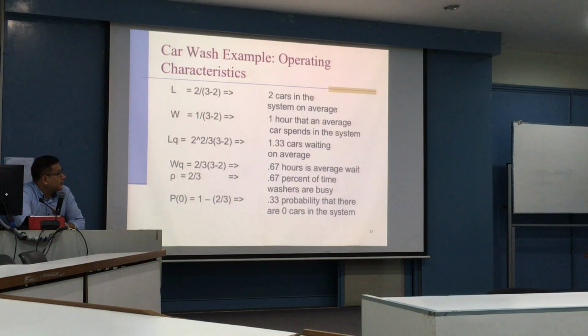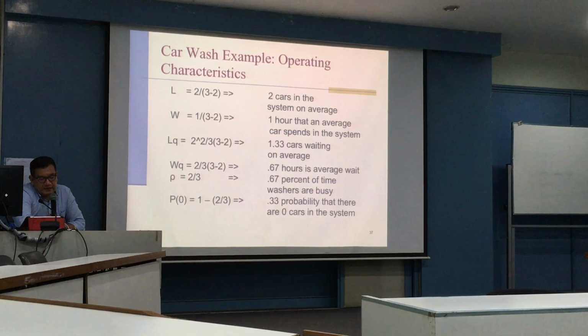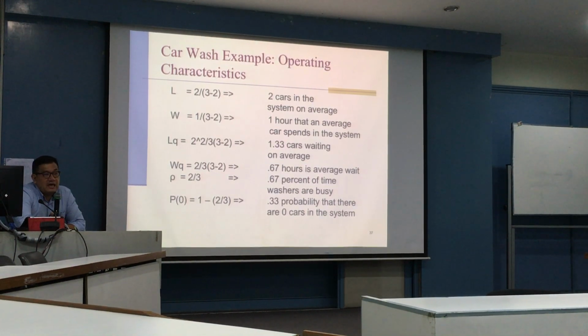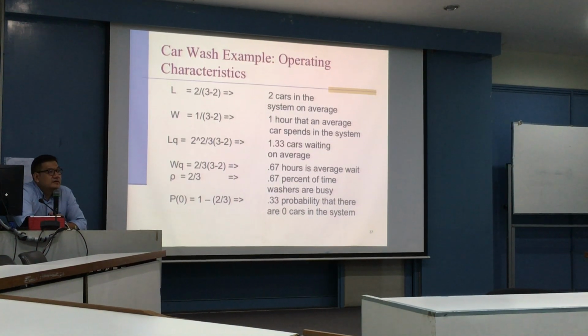You can see that L equals 2 cars, so we can say that on average, we have 2 cars in the system. W equals 1 hour, so it means that on average, each car spends 1 hour in this system. LQ equals 1.33 cars, so it means that on average in the waiting line, or in the queue, we have 1.33 cars. WQ is 0.67 hour, so it means on average each car spends 0.67 hour in the line.